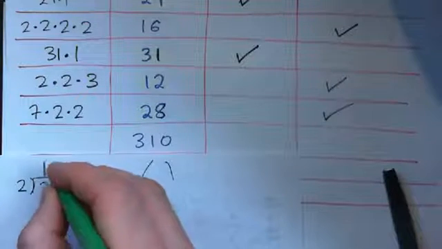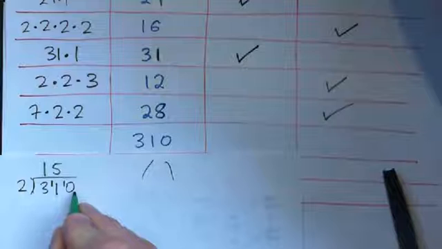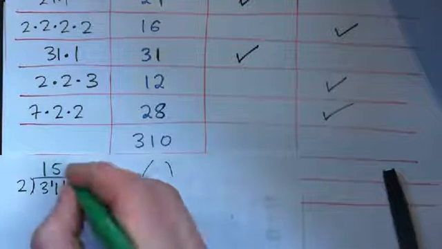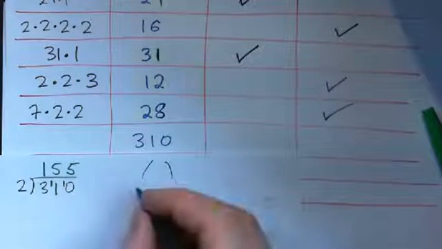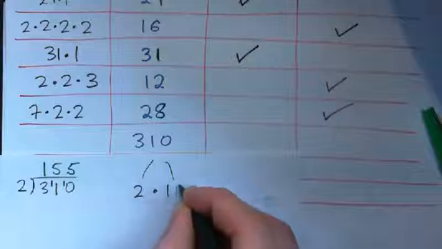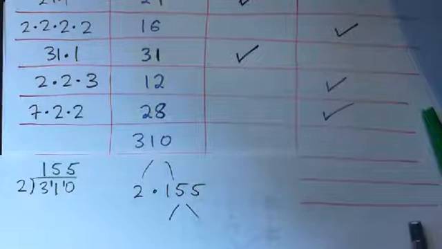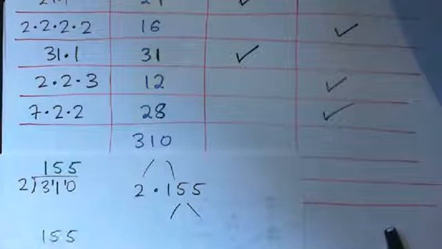Well, 2 into 10 goes 5 times, so that's 5, remainder 1, right? And now 2 into 10 goes 5 times, right? So 310 is in fact 2 times 155. I'm sure we can split the 155 up into a couple of factors anyway. So 155, what goes into that, do you think?